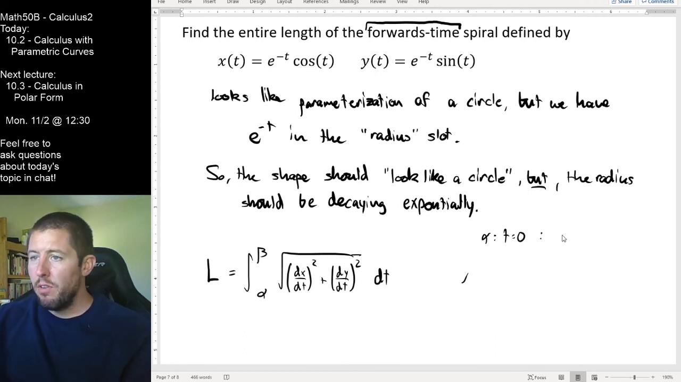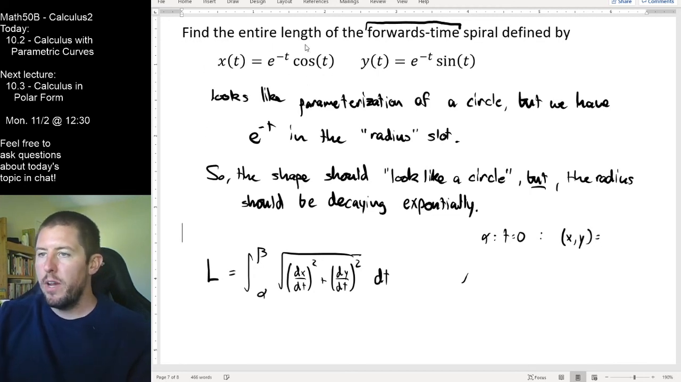Alpha at time 0, what are we seeing? Let's write that as an actual y. If I plug 0 into these equations, 0 gives me 1 for cosine and 1 for e to the 0, so I get 1 as my starting x-location. 0 into sine gives me 0. So we are starting on the x-axis at (1, 0).